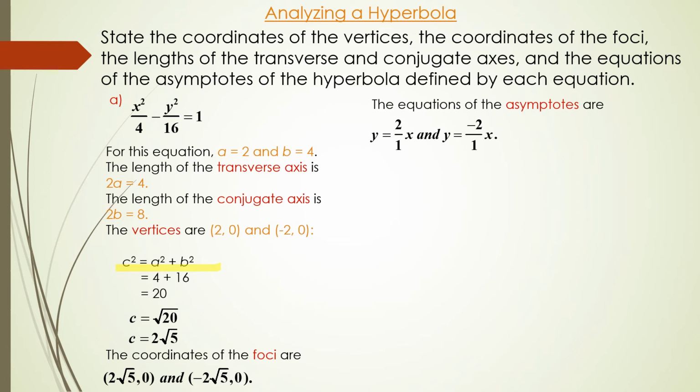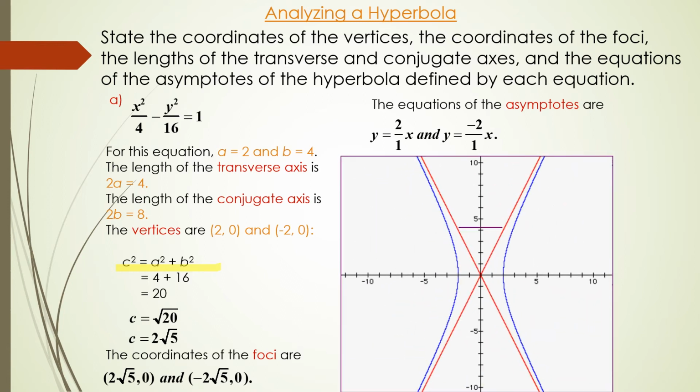Okay, the asymptotes are 2 over 1, because of the drawing. The opening of the hyperbola is left and right, so it becomes a over b x. Okay, so I have the picture. Alright, can it be simplified further, ma'am? Yes, of course. 2 over 1 is 2, so it can also be y equals 2x and y equals negative 2x. Is the question clear?